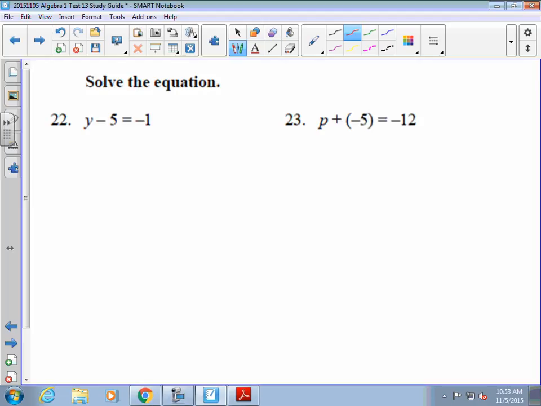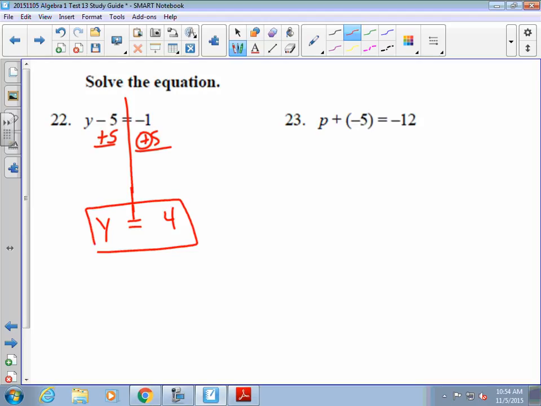23 was solving these equations again. y minus 5 equals negative 1. Get y by itself by undoing minus 5. Add 5. Remember, if you do something to one side, you got to do the same to the other side. These have opposite signs, negative 1 and positive 5, so subtract them. 5 minus 1 is 4, and since 5 is the higher absolute value, it's positive. We keep that sign. y is equal to positive 4.